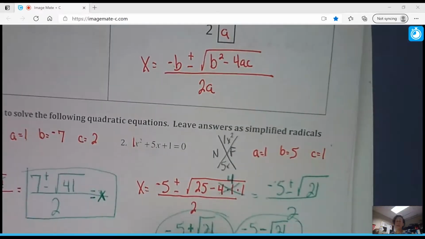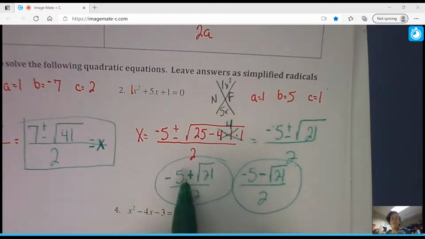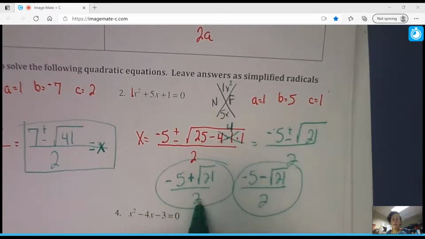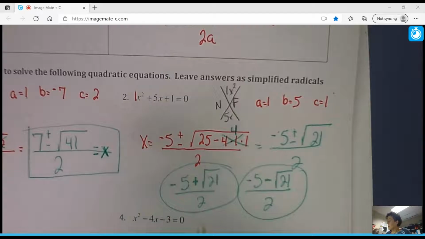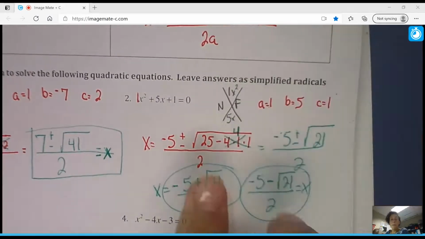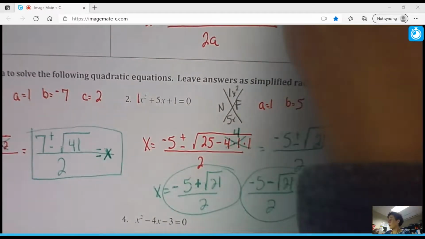Now, what is the square root of 21? It's around 4 something, okay? So this is negative 5 plus my 4 number, and then when I get that, I would divide it by 2, where this is negative 5 minus about 4 something divided by 2. So two answers, and they both equal x. Now, typically, we wouldn't write them twice. We would just write them once like that, but you do whatever works for you.